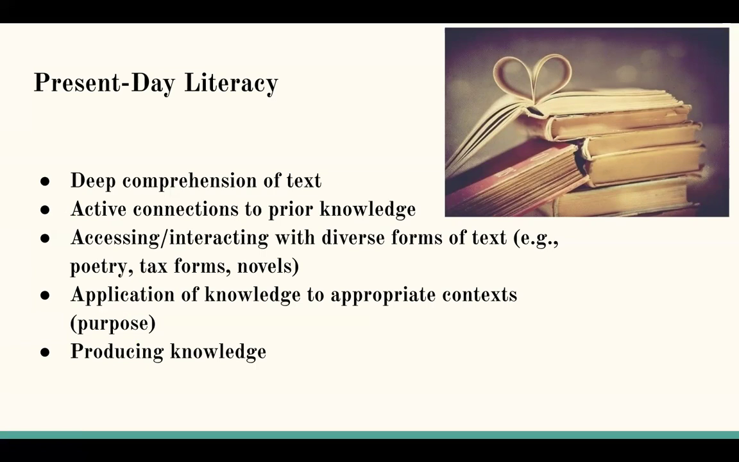And not just certain forms of text, but really a wide array of text. So when we think about ourselves as adults engaging with diverse forms of text and literacy, this can include everything from poetry and song lyrics to tax forms and other legal documents. So we want our kiddos to be able to also successfully engage with a wide array of text. This goes along with the idea of application of knowledge to appropriate context and really having a firm understanding of the purpose that literacy and reading serve in a broader social context.